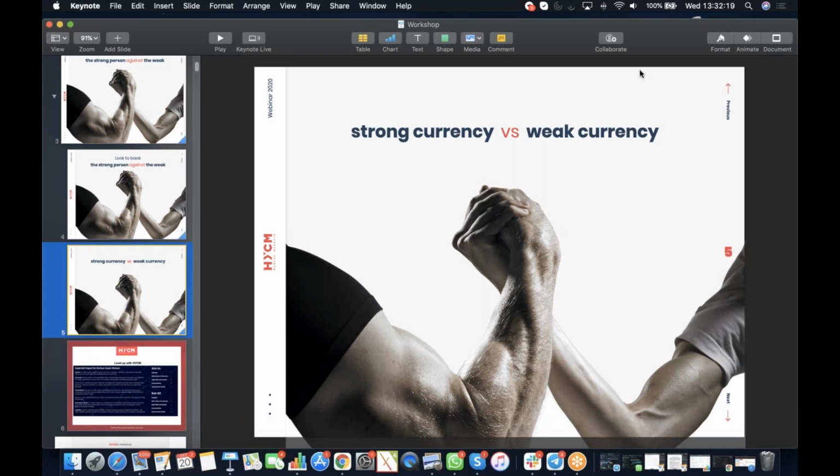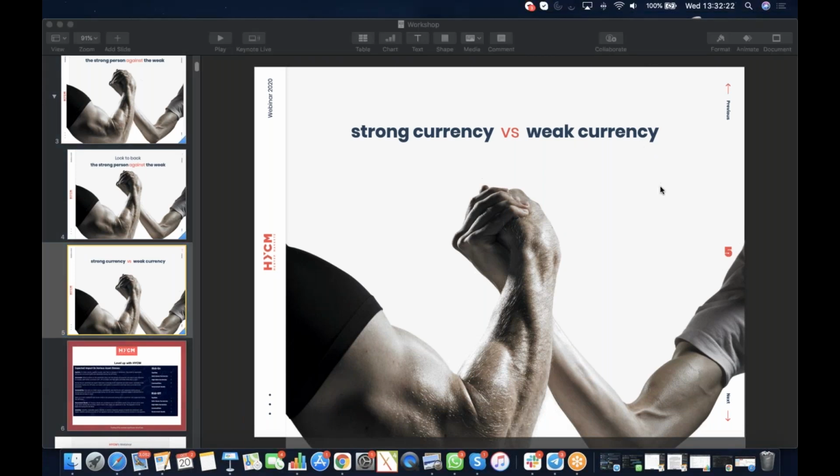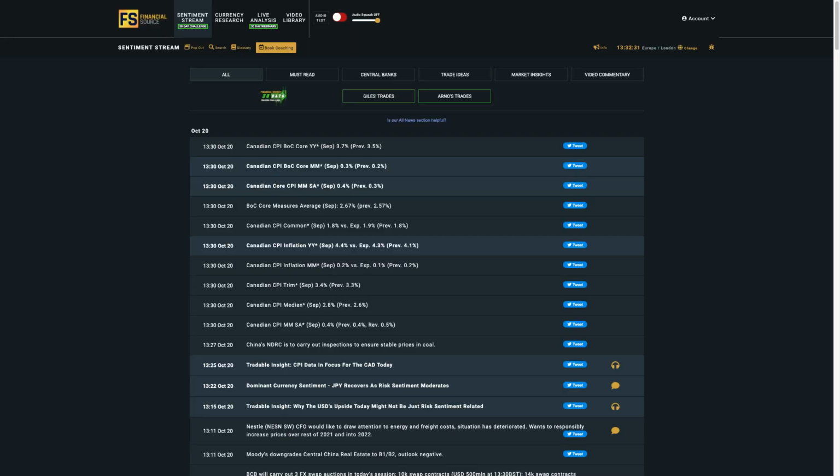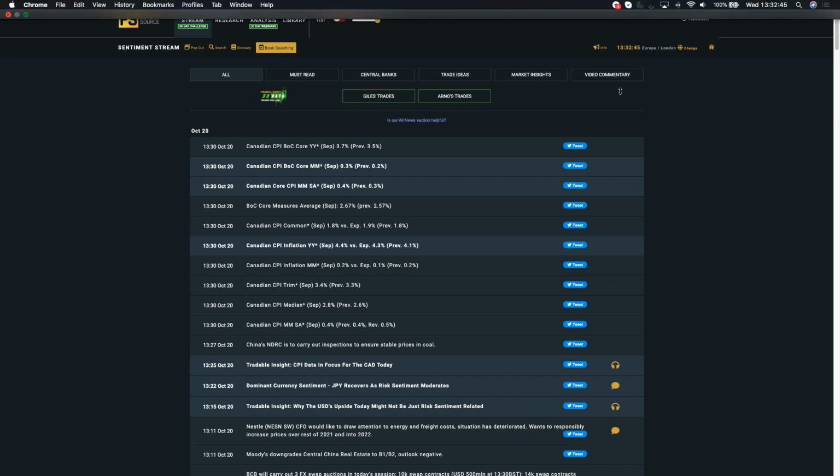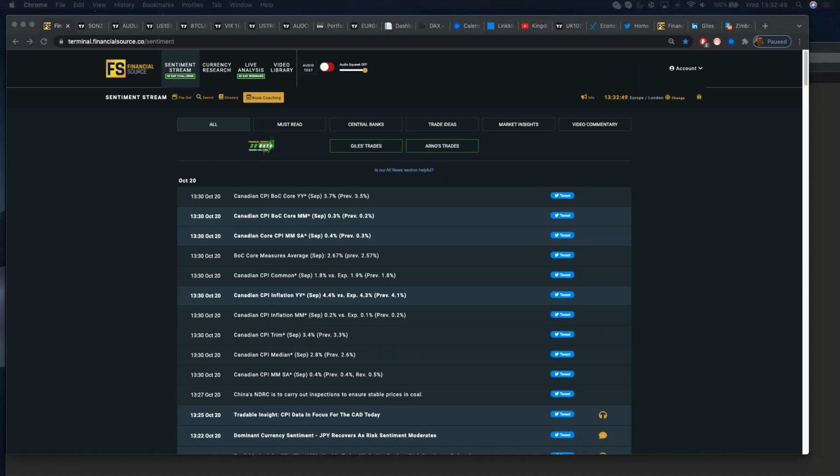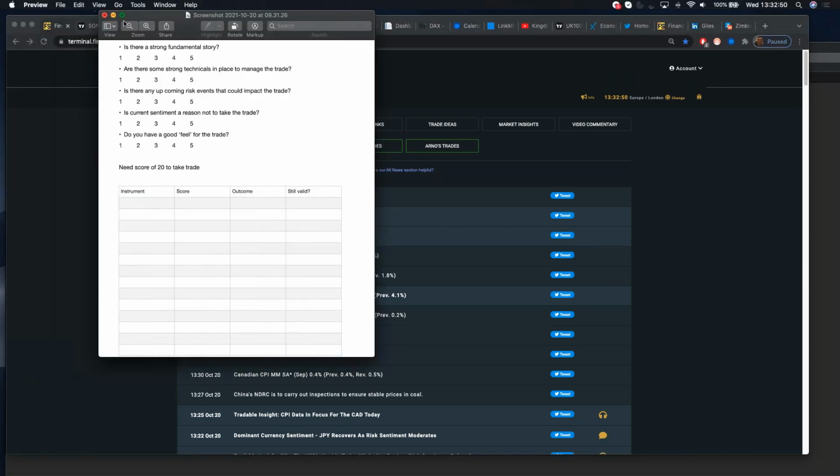Now, I want to go over to the other screen and share with you a checklist. Take a screenshot of this checklist. It's a checklist that I use in my trading, and I use this checklist to try to systemize the trades I take.